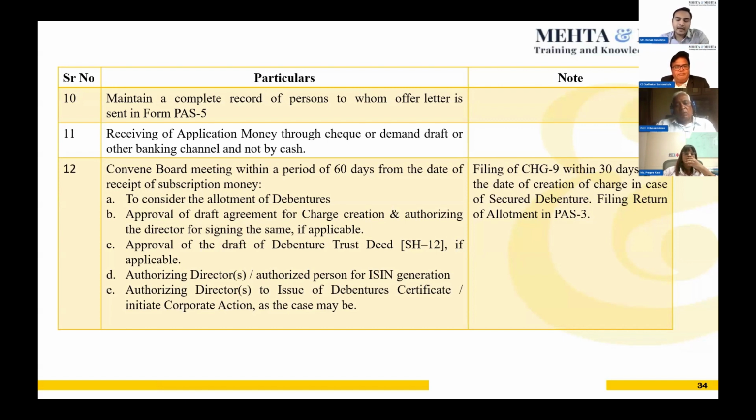On the closure of the offer and on receipt of all the share application money, a board meeting is to be convened, and to ensure that such meeting is called within a period of 60 days from the receipt of the subscription money, and to transact the following businesses at this meeting. Firstly, to consider the allotment of the debentures. Secondly, to approve the draft agreement for charge creation and authorize the director for signing such agreements and deeds wherever applicable. And in a similar line, to file Form CHG 9 within 30 days from the creation of the charge.